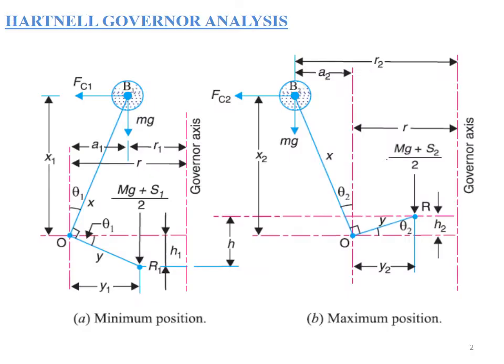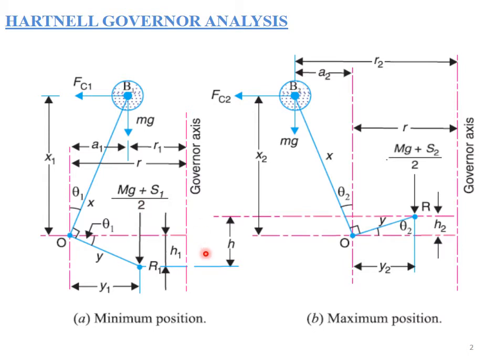So in continuation with our previous class, we will continue with the derivation of Hartnell governor. So this is the graphical representation of a Hartnell governor, minimum position and maximum position of the Hartnell governor. You can see many forces are acting on this Hartnell governor at minimum position and maximum position. So here in this derivation, we will be deriving the equation for the stiffness of the spring.